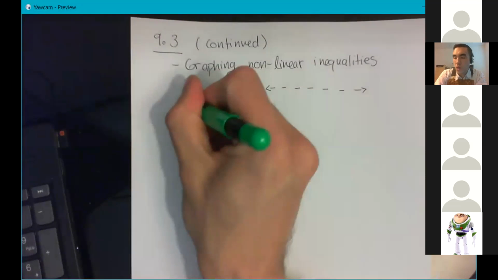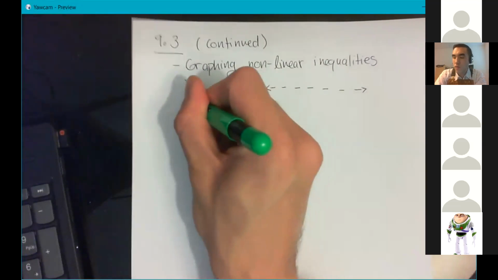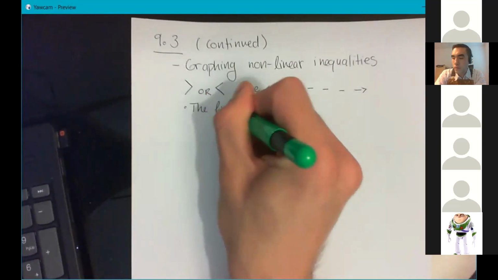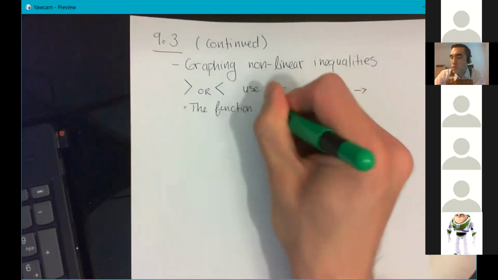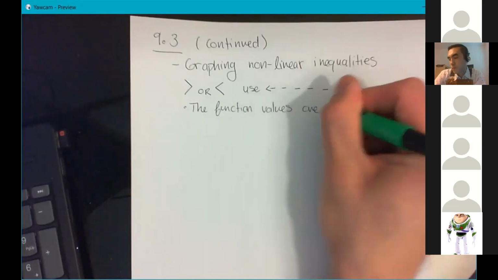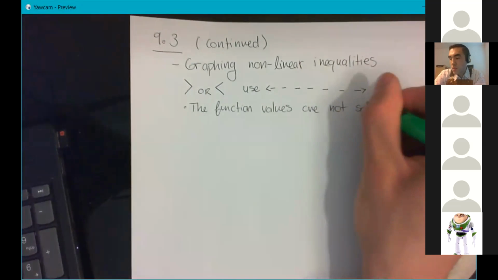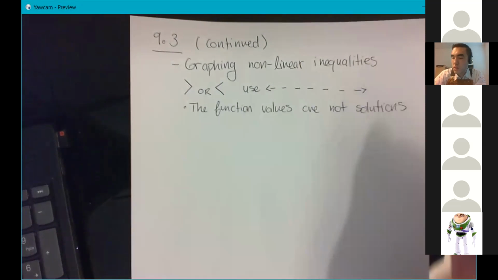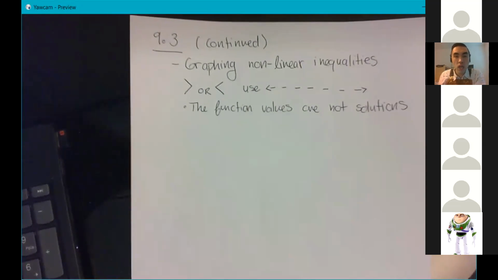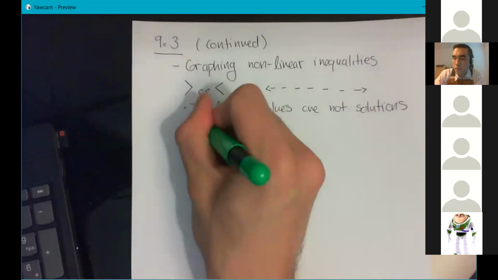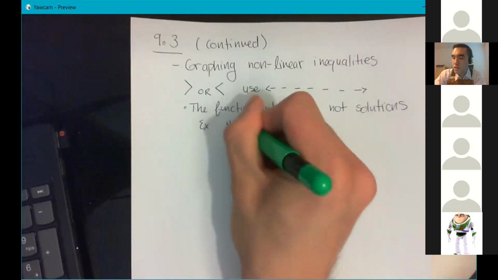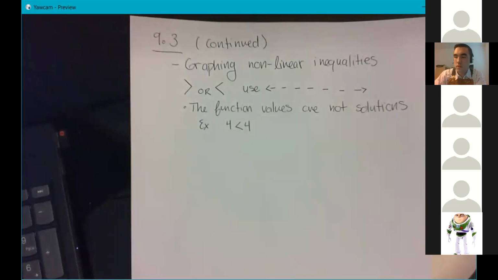Very good. The reason why we have to use this is that the line itself, the function values, are not solutions. They are simply drawing the boundary where the solutions exist. If you take a point along the function and plug it in, you would get that the number on the left and the number on the right were the same. For example, you would get the statement 4 is less than 4. Is this statement true or false? False. Is 4 less than 4? Yeah, this is false.